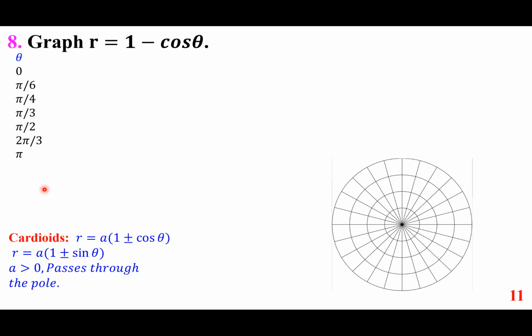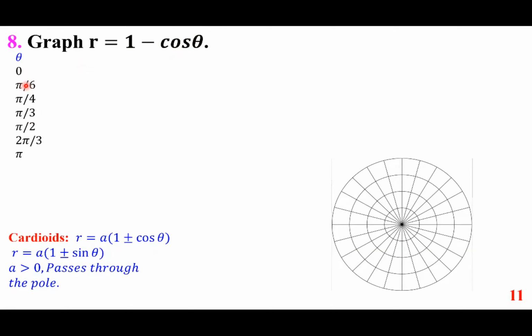By the way, in general, when r is a times 1 plus or minus cosine theta, or 1 plus or minus sine theta, it passes through the pole, and it's a cardioid. It looks like a heart in essence. And so r is 1 minus cosine theta. For example, when I choose 0, cosine of 0 is 1. 1 minus 1 makes it 0.